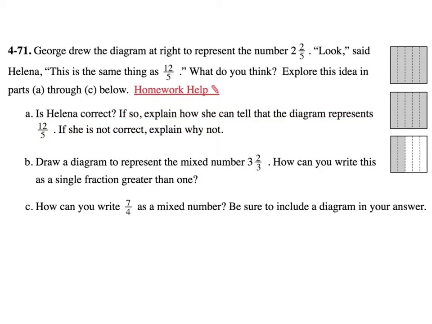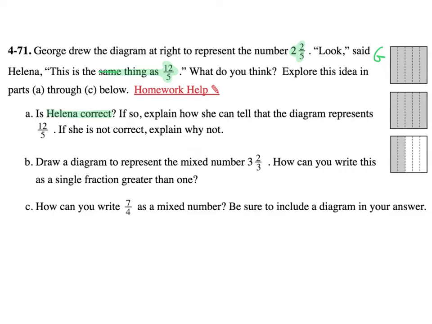So before we explain somebody else's thinking, in this case Helena's thinking, we want to know what's given. So going to the diagram, George represented 2 2/5 at the right. So this is George, so let's write this is George's picture. All of it. However, Helena said, well, this is the same thing as 12/5. So we want to see it for ourselves. So let's record the two numbers together.